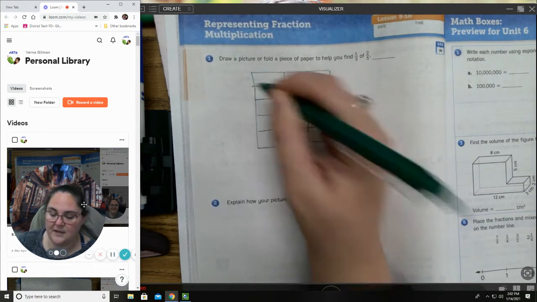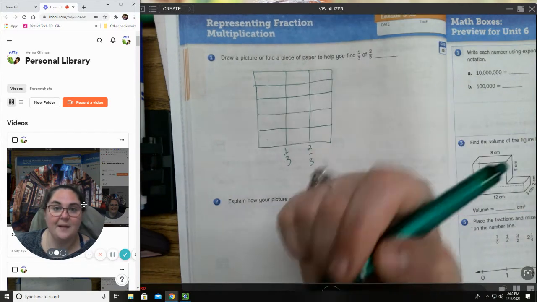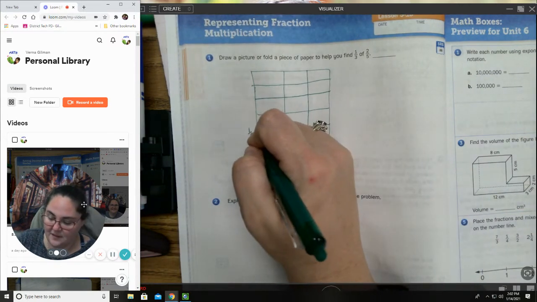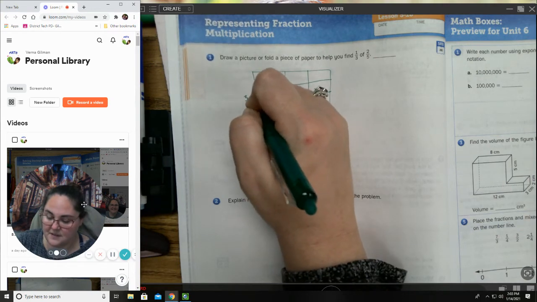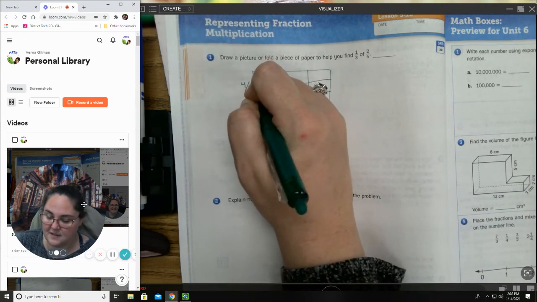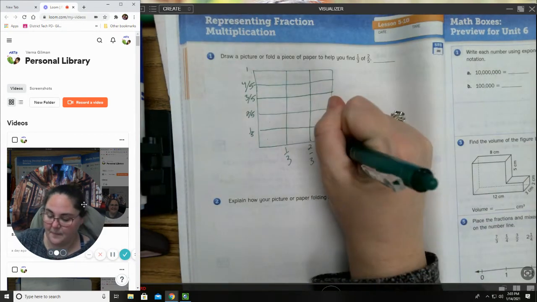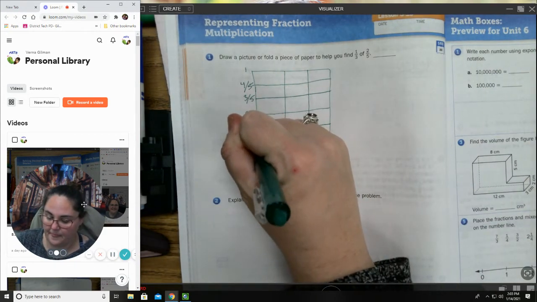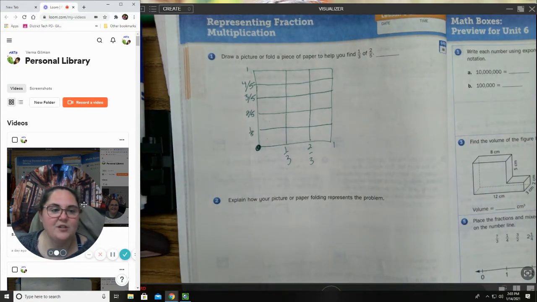I'm going to separate it into 5 pieces. Notice, in order to separate into 5 pieces, I draw 4 lines. There are 5 sections going up now. 1/5, 2/5, 3/5, 4/5, and the top would be 5/5, or 1 whole. This is my 0. Awesome. Now we're going to use our picture to help us figure out this answer.